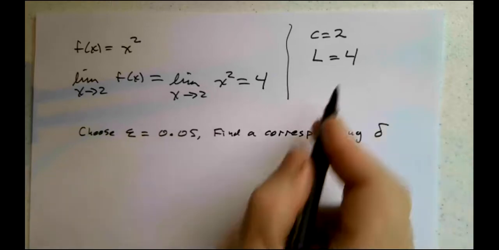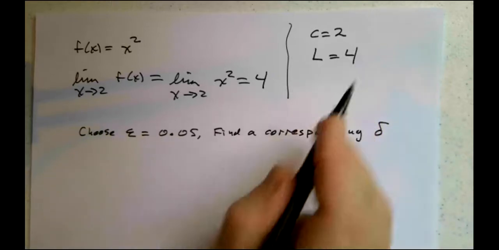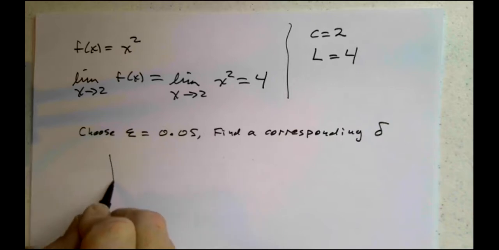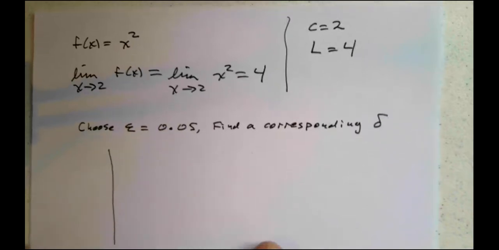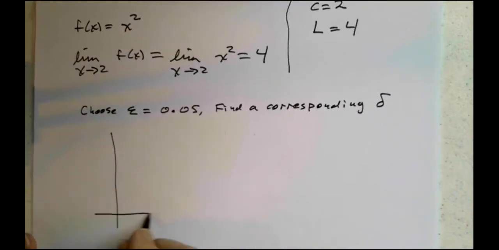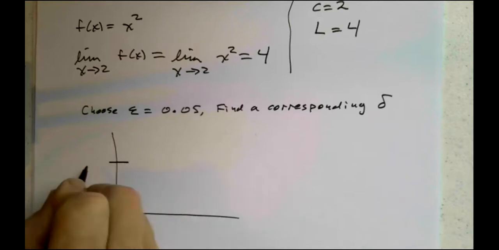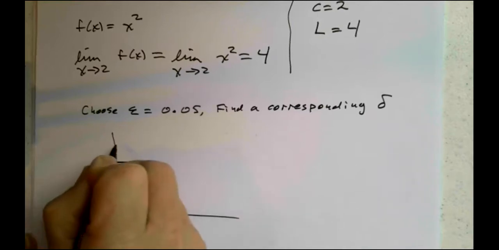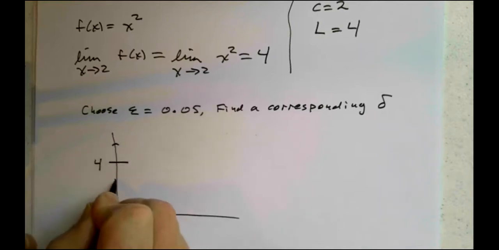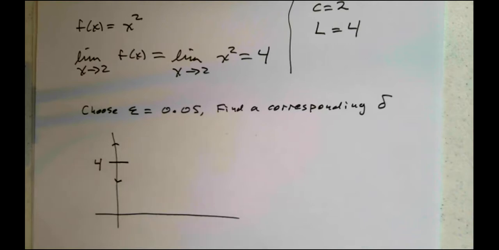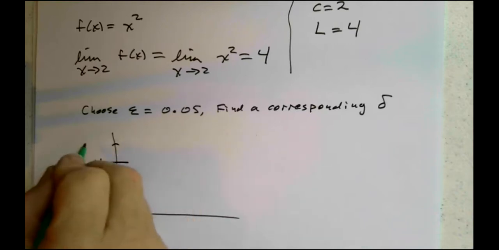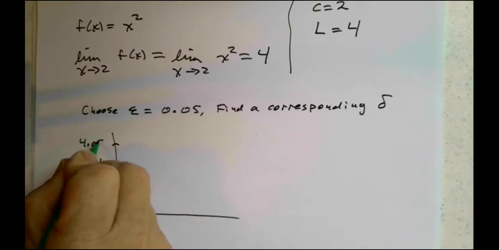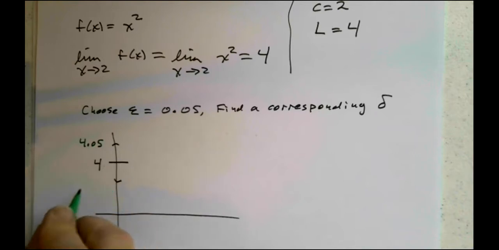Okay, so that means we're going to go up from 4 by 0.05, down from 4 by 0.05. So we'll do an exaggerated drawing here. So here's 4. We're going to go up 0.05, we're going to go down 0.05. So 4 plus epsilon, L plus epsilon is 4.05. L minus epsilon, 4 minus 0.05 would be 3.95.